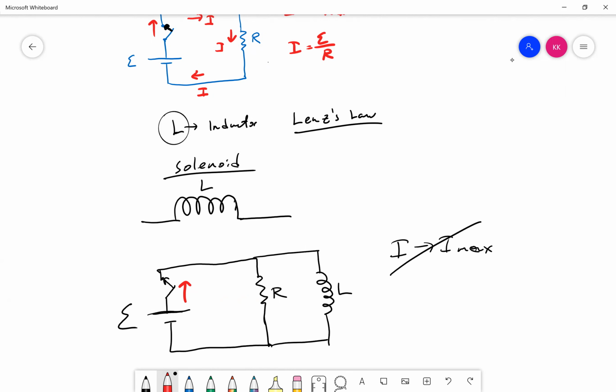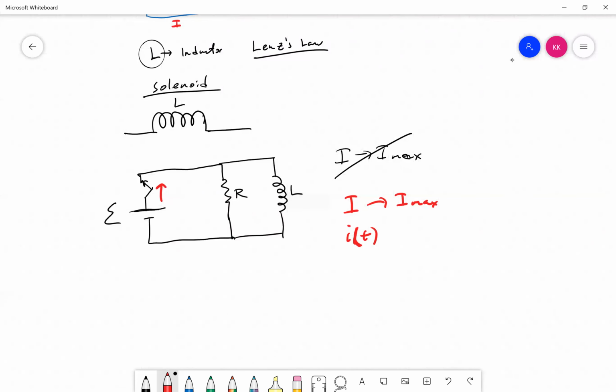Now, the current in the circuit will eventually reach its maximum value, but it is going to be a time-varying current, no longer right away the maximum value. That means the current as a function of time will increase. If you look at the current as a function of time, it's going to be something like this until it eventually reaches its maximum value. It kind of saturates to its maximum value.